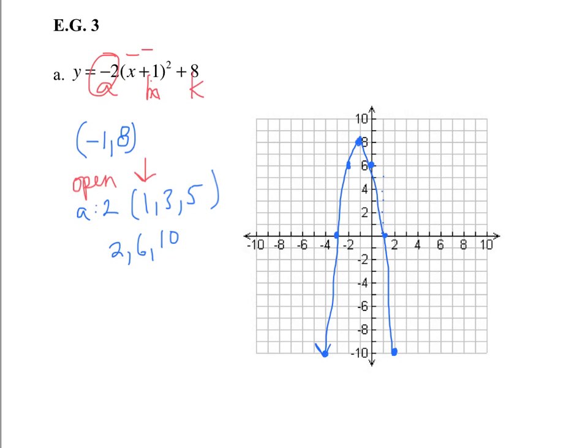Notice this parabola is a little bit skinnier than the parent, and again that's all because the A value here, 2, is bigger than a 1 value. We'll notice when we talk about that, the negative is a totally separate issue. So it opens down and it's a skinnier parabola.